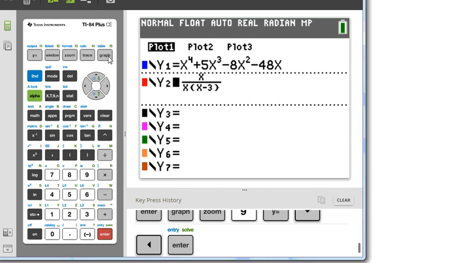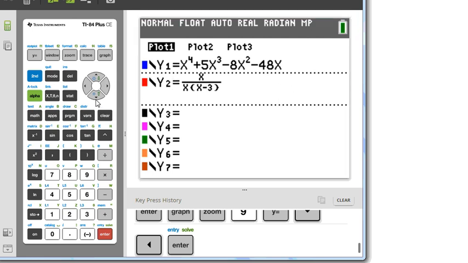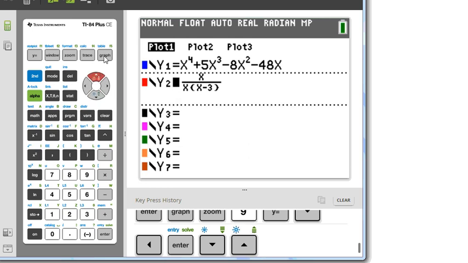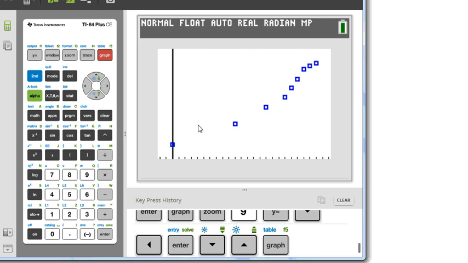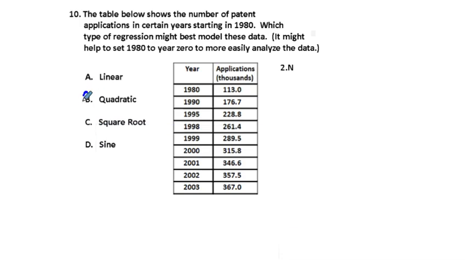So we go to graph. So we see something here. Now, we had a problem like this already. Looks like a linear might work, but the curve of a quadratic would work better. Definitely not a square root, definitely not a sine, which is up and down. So our best answer is going to be B, quadratic.